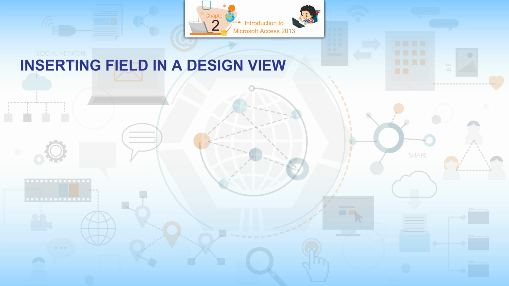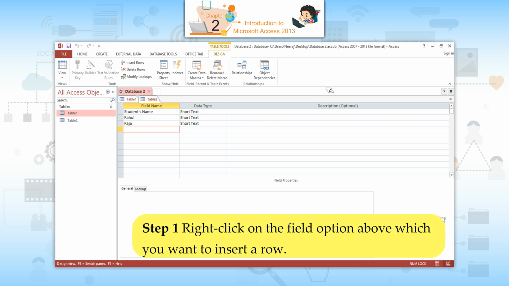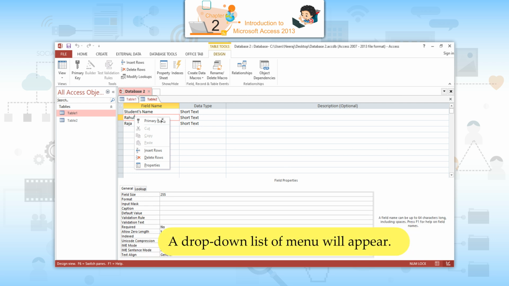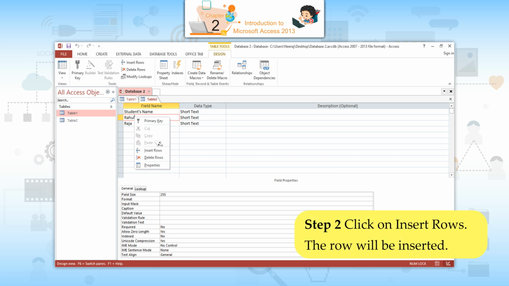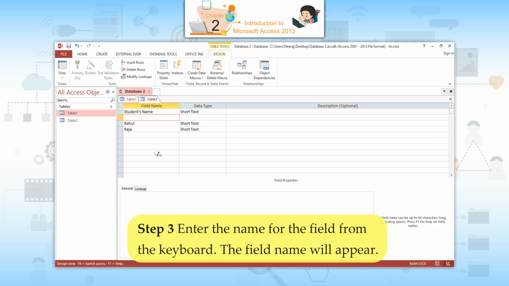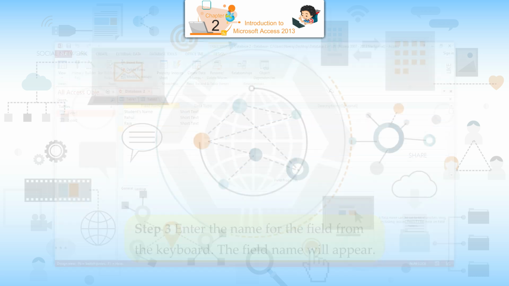Inserting field in a design view. Follow the given steps to insert field in a design view. Step 1. Right-click on the field option above which you want to insert a row. A drop-down list of menu will appear. Step 2. Click on Insert Rows. The row will be inserted. Step 3. Enter the name for the field from the keyboard. The field name will appear.